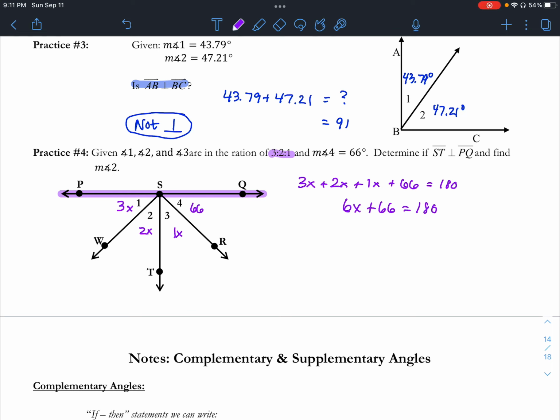I would subtract my 66 from both sides, so I get 6x equals 114. We would divide by 6. My x value is a grand total of 19. But again, they are asking this simple question of, hey, can you go ahead and determine if those two things are perpendicular? And then we'll also have to find angle number 2 for us as well.